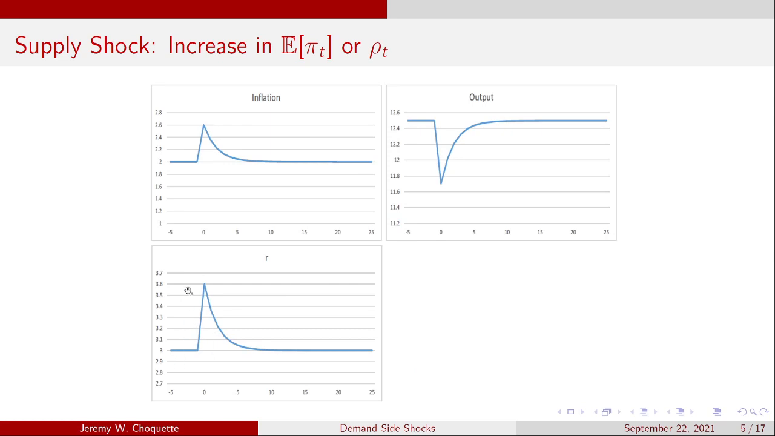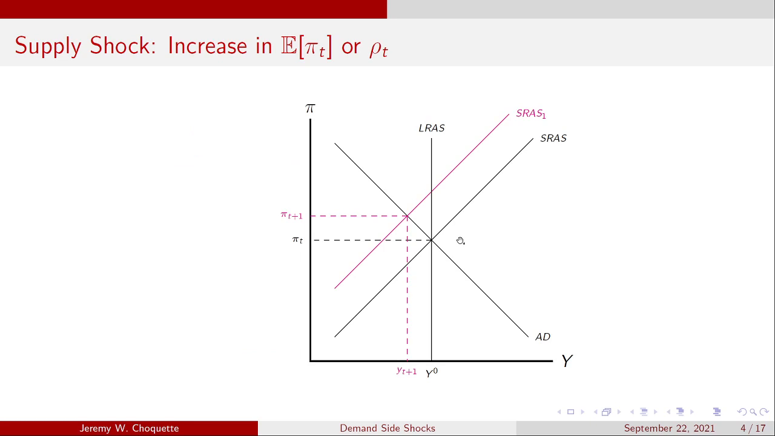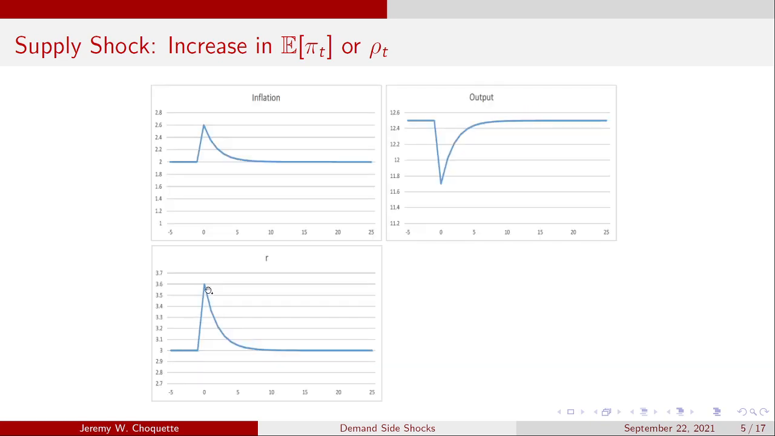Finally, we just have this thing with the real interest rate. Well, what's going on here? Well, the inflation rate's going up and output's falling. All right, there's a negative supply shock. What's happening there? Well, the real interest rate is increasing. We can see the real interest rate goes up. Inflation goes up.